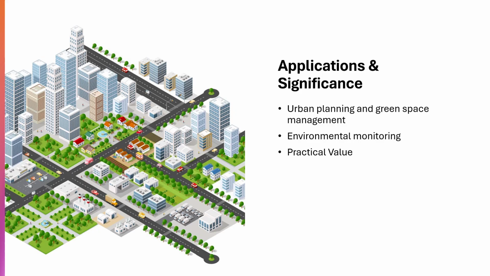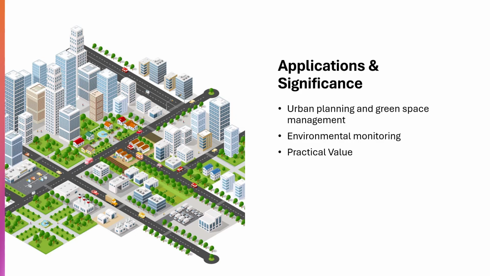Lastly, the applications and significance of this study. From the results of this project, it could support several practical applications for urban planning and green space management. They can help planners identify neighborhoods or parcels with limited tree cover, helping prioritize planting initiatives and making informed decisions about managing urban vegetation to improve aesthetics and recreation.